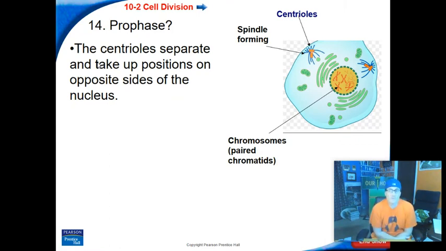Okay, prophase, what's going on here? So the centrioles, these things in the book, they kind of look like little red pieces of licorice or little licorice bites. These are the centrioles, okay? The spindle kind of looks like a spider web. Spindle fibers. You'll also hear it referred to as microtubules. All right, so the centrioles separate, okay? The centrioles get replicated also during interphase. So now there's 2 pairs. One pair goes to one end of the cell, and the other pair goes to the other end of the cell. Okay, so they take up positions on opposite sides of the nucleus.